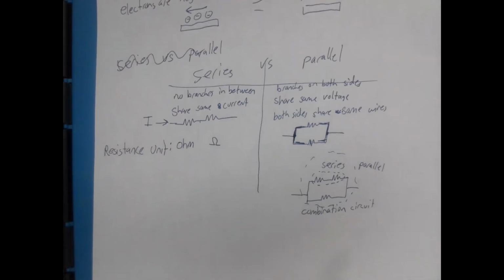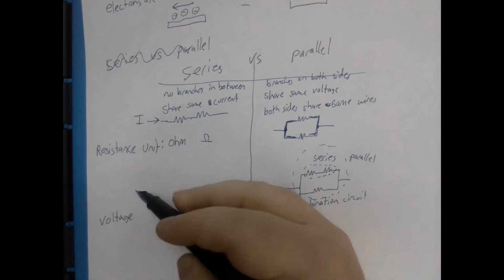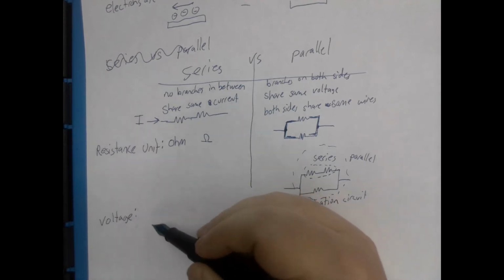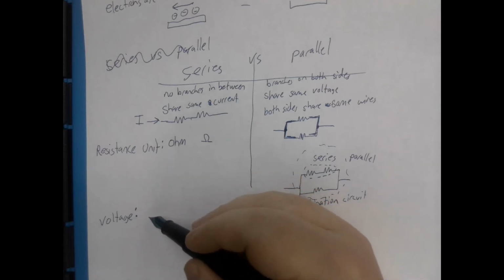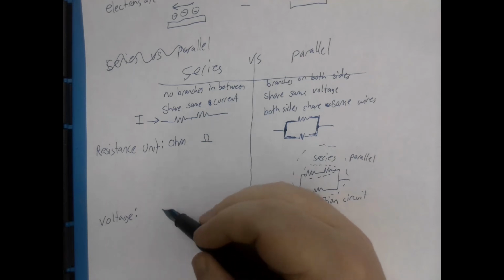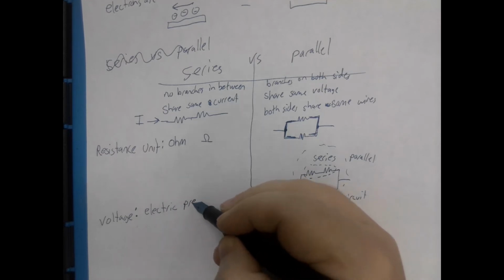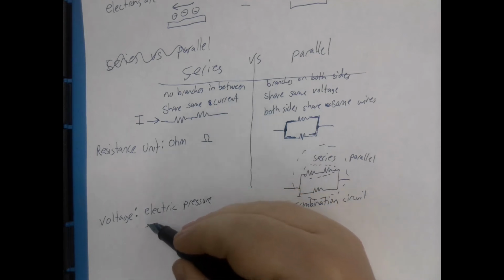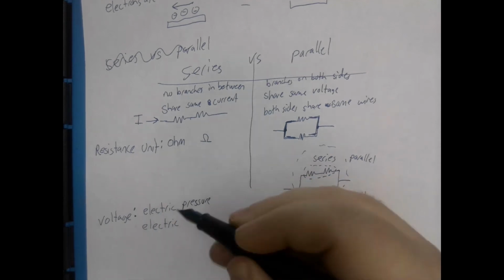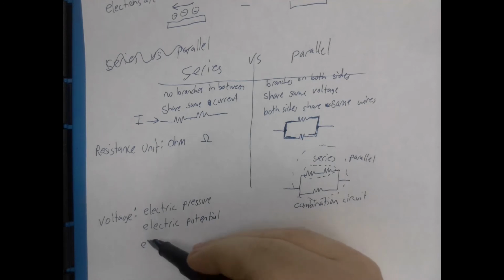I don't know. What's another name for voltage? Electricity would be more closer to current than voltage. So, electric pressure, mostly, so we call this a potential, electric potential, or electric potential difference.